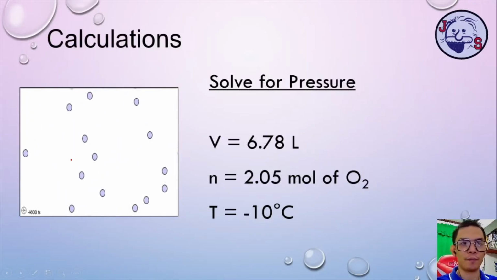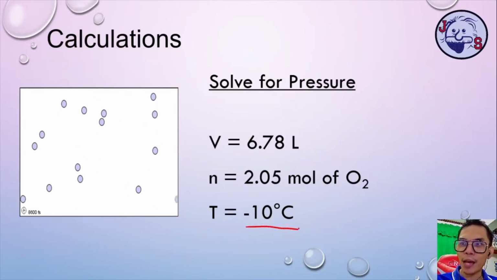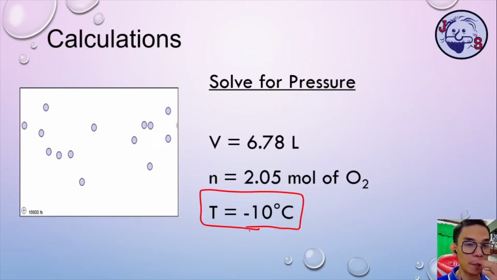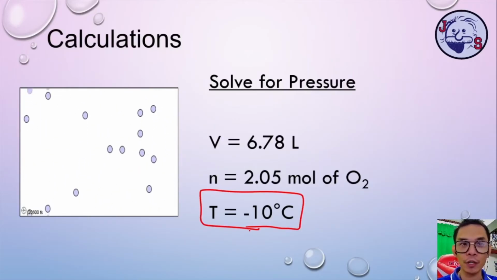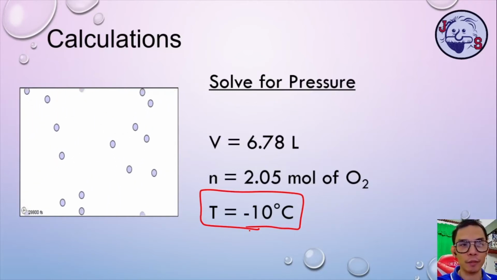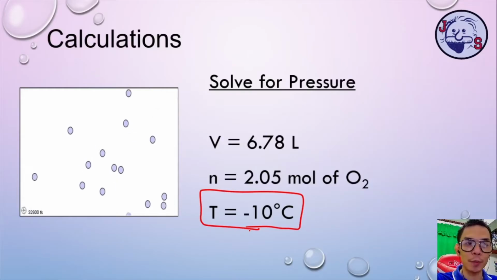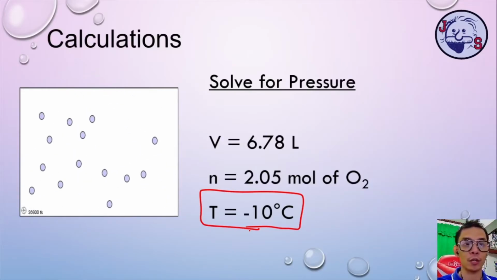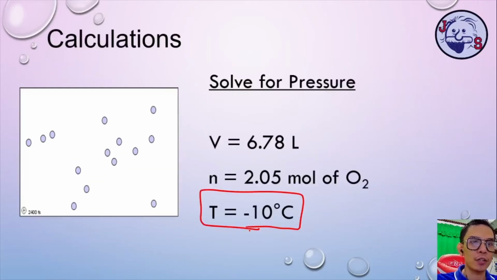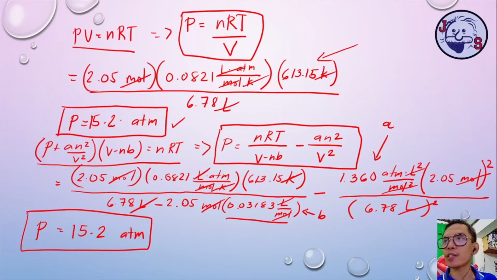But if you apply a low temperature, can we see a deviation between the ideal gas formula and the van der Waals equation? Can we see a deviation on that? Okay, so let's take a look. Upon changing this one, we are going to change this.